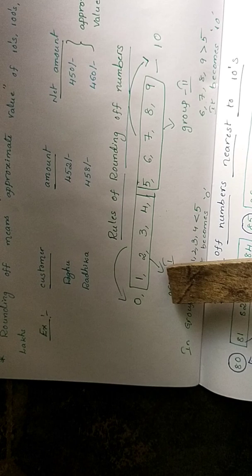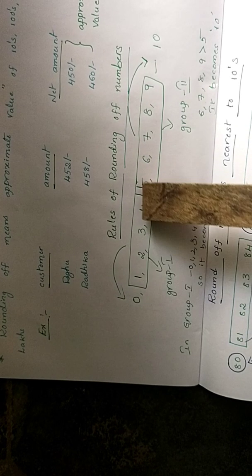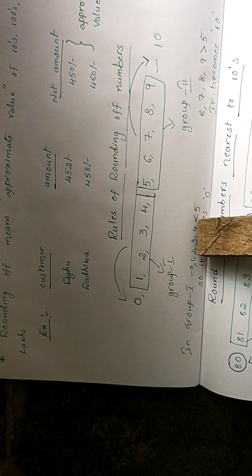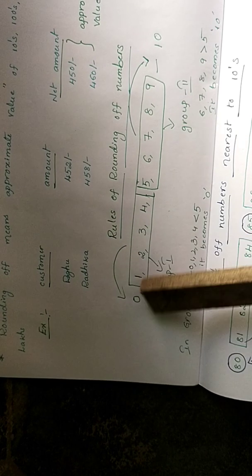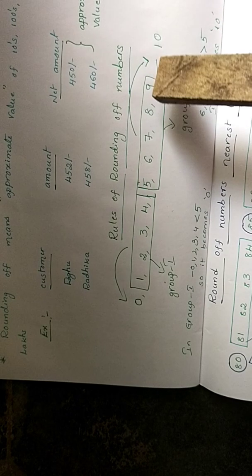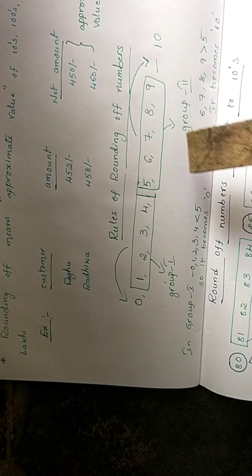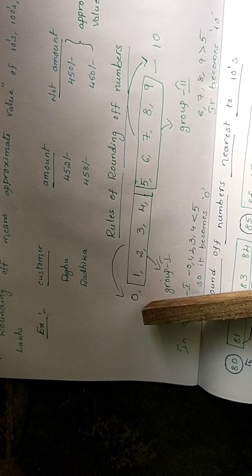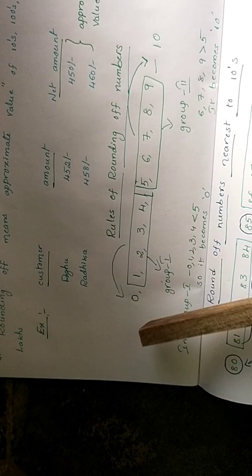Here 1, 2, 3, 4. These digits are less than 5. Observe carefully: 1, 2, 3, 4. 0 is also less than 5. And here 6, 7, 8, 9. These digits are greater than 5. So here 1, 2, 3, 4 are very close to 0. 1 becomes 0, 2 becomes 0, 3 becomes 0, 4 also becomes 0.